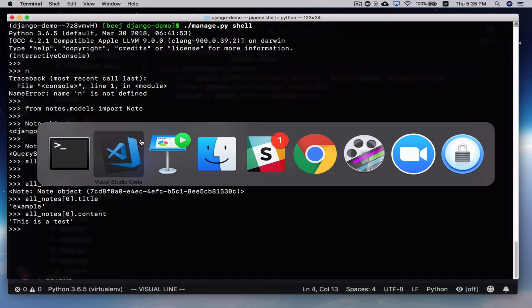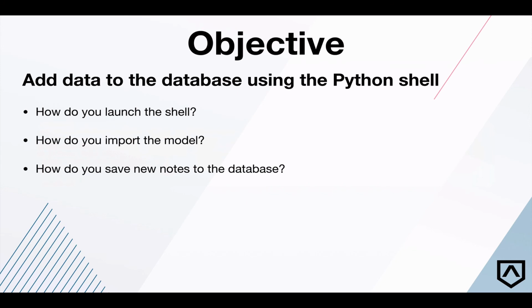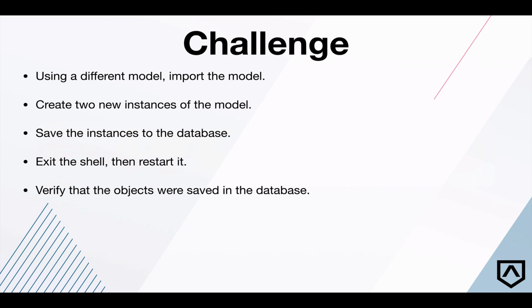So this has been an introduction to using the Python shell and also how to create and save notes to the database. As a challenge, go ahead and use a different model and import that. Create a couple new instances and save those to the database. And then exit the shell and restart it. And then using objects.all, verify that the objects have indeed been saved to the database.